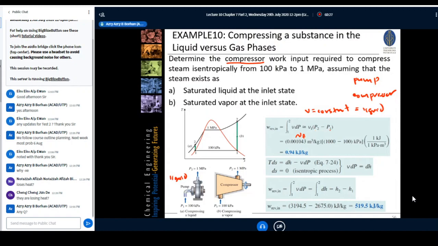And then P2, P1. That means when you pump something, the outlet of the pump must have higher pressure compared to the inlet. So 1000 minus 100. This is in terms of kilopascal, and guys, this is the conversion factor: 1 kilojoule is equivalent to 1 kilopascal times cubic meter. So as you can see, the reversible work input for the pump to perform its job is almost 1 kilojoule per kilogram.